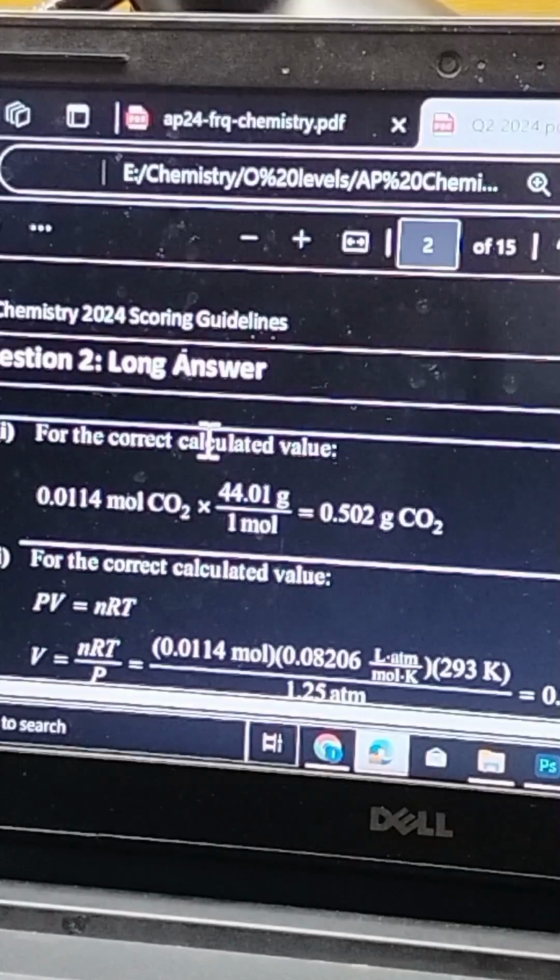But here we are interested in calculating the mass produced. So we are going to do just one simple thing, and that is we are going to multiply the molar mass, which is of course 44 grams for CO2, 12 for carbon and 16 into 2 for oxygen, and that sums up to 44 grams. So we simply multiply 44 with 0.0114 moles, and the answer will be 0.502 grams of CO2 which has been produced. In the next episode, I will tell you the second part of this question.